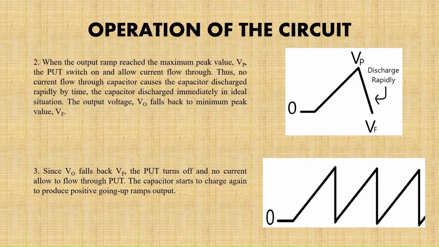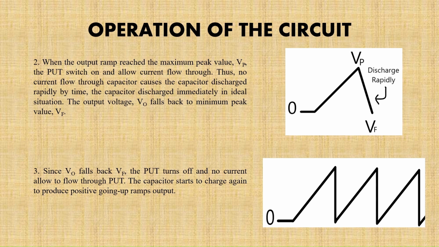Secondly, when the output ramp reaches the maximum peak value, V peak, the PUT switches on and allows current to flow through it. Thus, no current flows through the capacitor, which causes the capacitor to discharge rapidly. The capacitor discharges immediately in the ideal situation. The output voltage VO falls back to the minimum value VF.